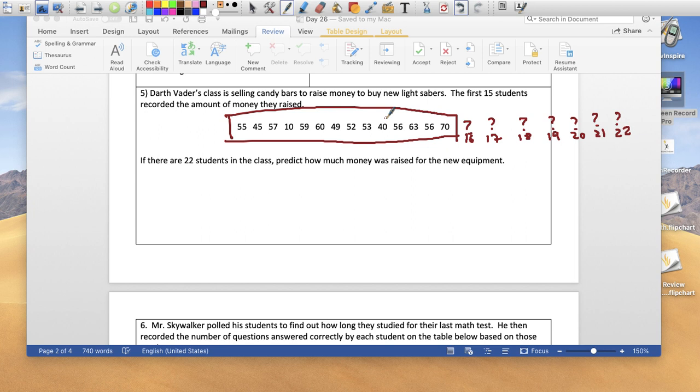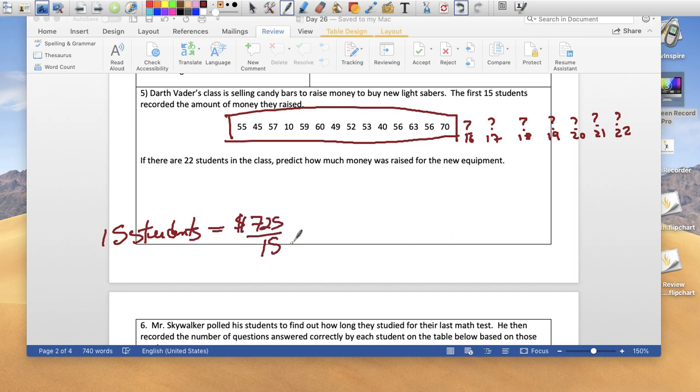Let's add all that. So 55 plus 45 plus 57 plus 10 plus 59 plus 60 plus 49 plus 52 plus 53 plus 40 plus 56 plus 63 plus 56 plus 70. So the 15 students collected a total of $725.